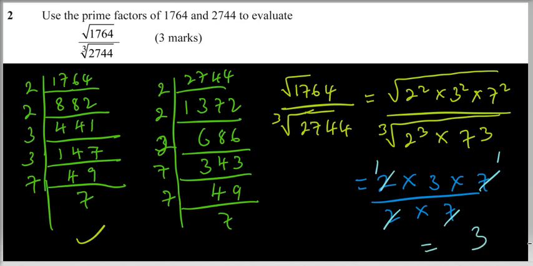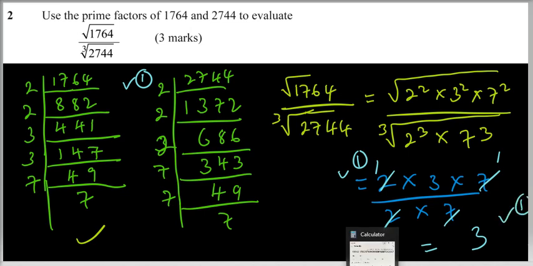Now here you get 1 mark for getting the prime factors, you get another mark for getting the square root in this format, and of course you get 1 mark for the answer. So that is how you work it out. So remember, prime factors, like we use them even when you are getting the LCM, when you are getting the GCD, this is something that you learned in Form 1.